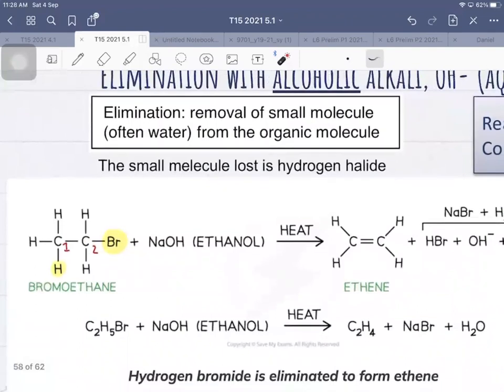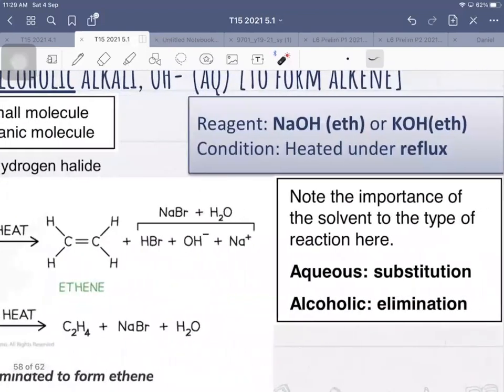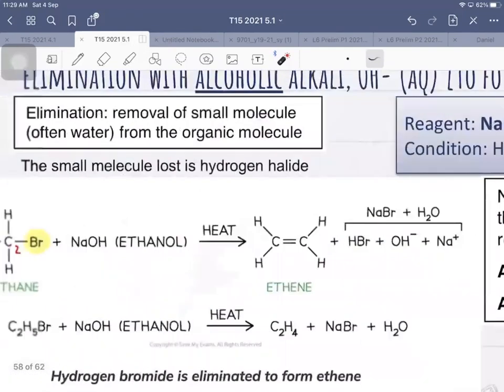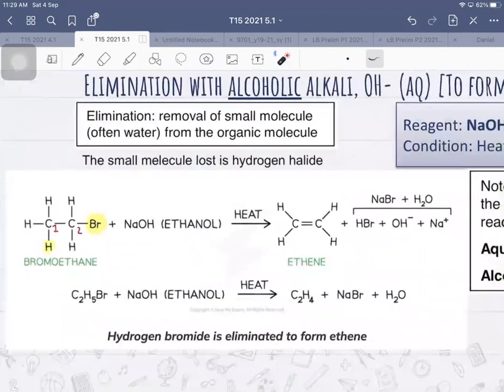Elimination is the removal of a small molecule from the organic molecule. Often it is water, but in this case it would be hydrogen halide: HBr, HCl, or HI. The condition is you heat it under reflux, so that's quite standard as well. The new functional group that you form is an alkene, ethene. So you go from a bromoethane to an ethene.